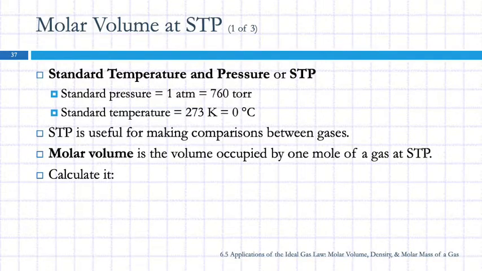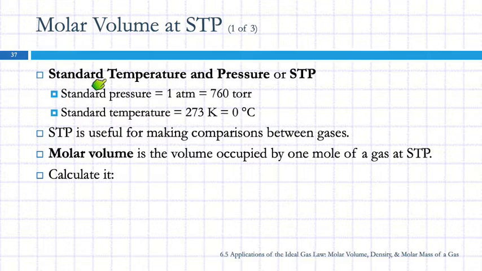So we've learned about atomic mass and molar mass, right? Atomic mass is the mass of an atom. Molar mass is the mass of a mole. Molar volume is the volume of a mole. We only use this for gases. Molar volume at STP means at a certain temperature and pressure.